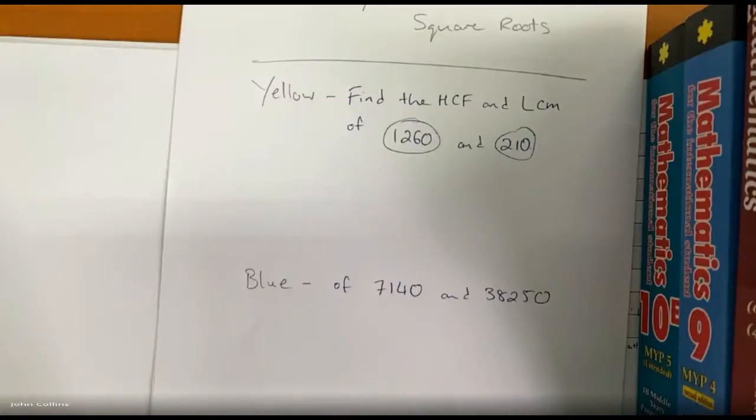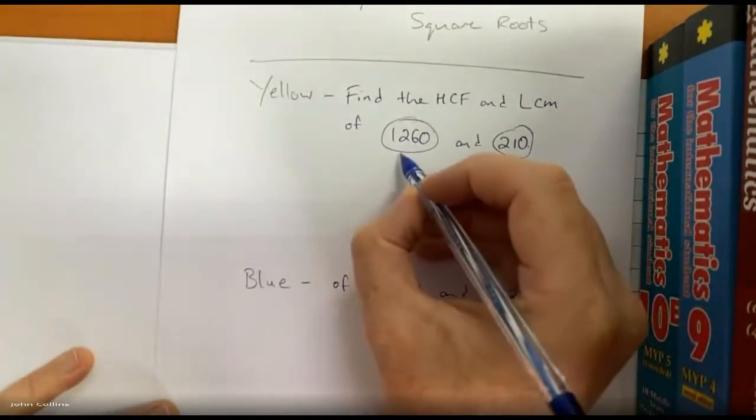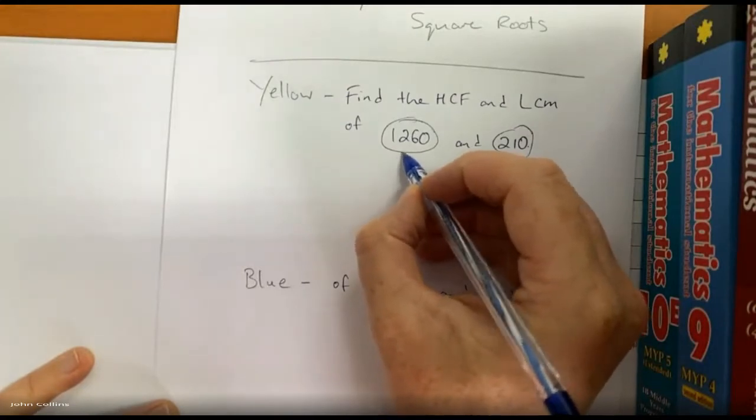Great. Okay. Let's see, can we unconfuse you? Let's go. So find the highest common factor and lowest common multiple of these two numbers. So first of all, we need to do our prime factor tree.